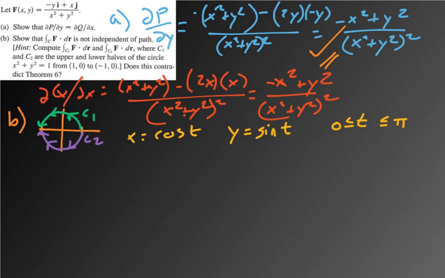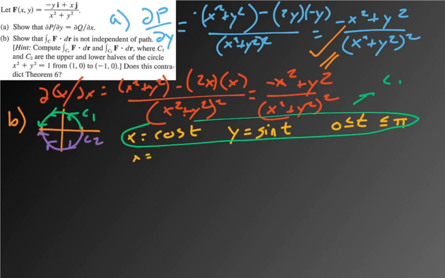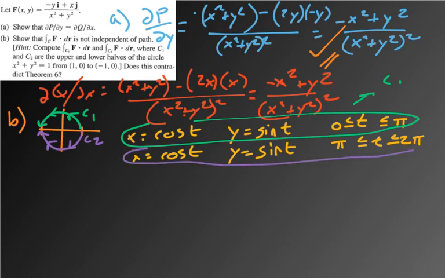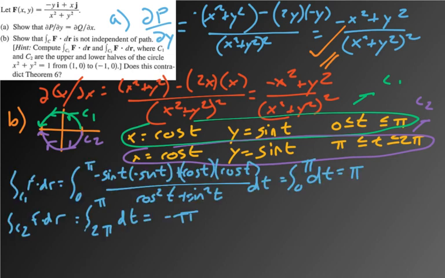For curve 1, right? And then I'll do x is cosine, y is sine. And on curve 2, we would need to run from pi to 2 pi. So that one is curve 2, right? And if I set this integral up, it would look like this. I also just went through and solved it because it's really quick.